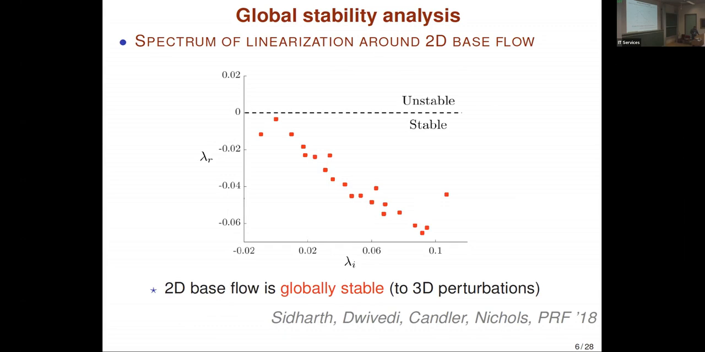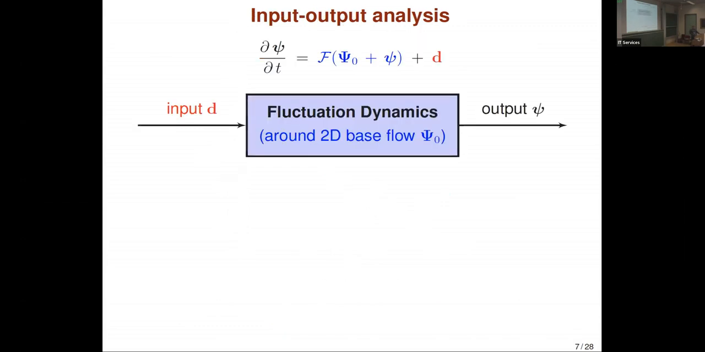Because of that, we would like to probe the compressible Navier-Stokes equations from a slightly broader point of view. Namely, we would like to examine fluctuation dynamics around the 2D base flow, which I call psi naught, in the presence of an additive source of excitation that can, for example, account for imperfections in the free stream. I would like to ask how the compressible Navier-Stokes dynamics maps this source of excitation into quantities that we care about, flow fluctuations.